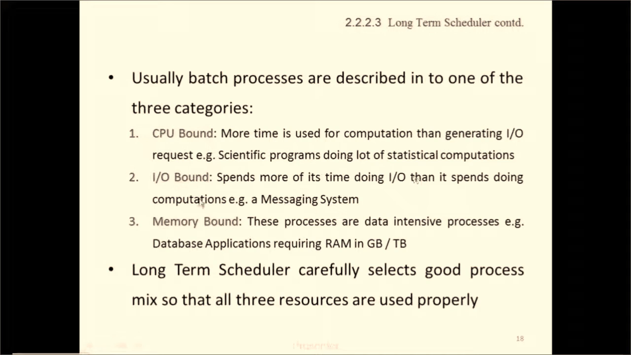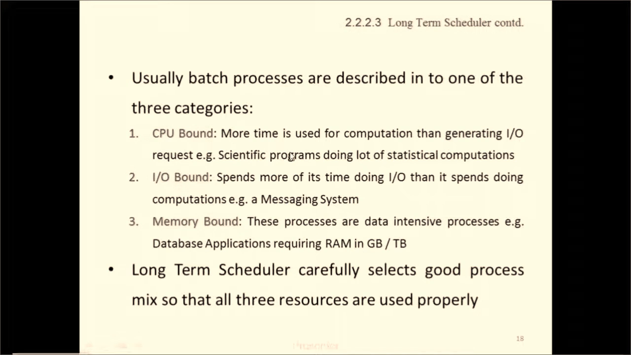Another category of processes is IO bound. The feature of this is that it spends more of its time doing IO than it spends doing computations. So the majority of the time it does IO. For example, a messaging system. A messaging system is meant for IO, input output. It transfers messages from one process to another process, one system to another system. It needs CPU for a very small amount of time, but takes a longer amount of time for actually performing IO.